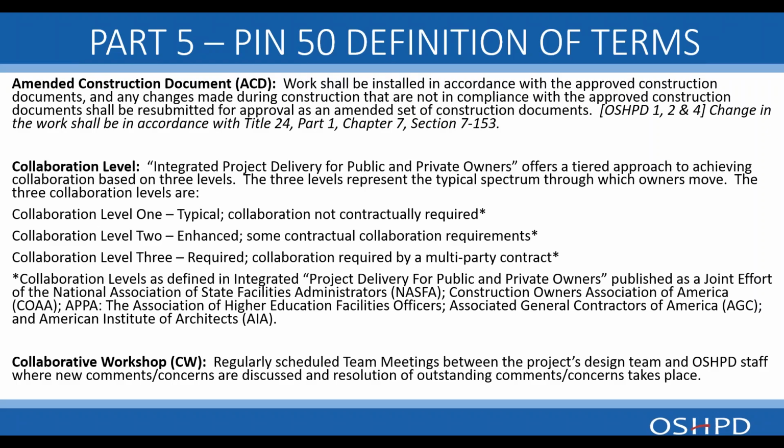Collaboration level, this is per the integrated project delivery for public and private owners. This we talked about earlier in a previous session. The 3 levels represent the typical spectrum through which owners move. Level 1 is typical. Collaboration is not contractually required. Level 2, some enhanced contractual collaboration requirements. And level 3, required collaboration by a multi-party contract.